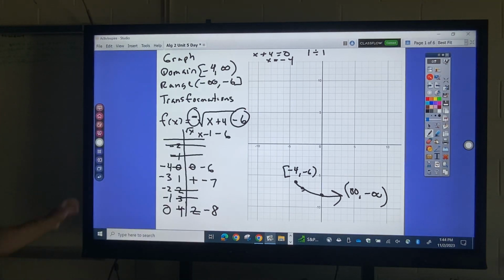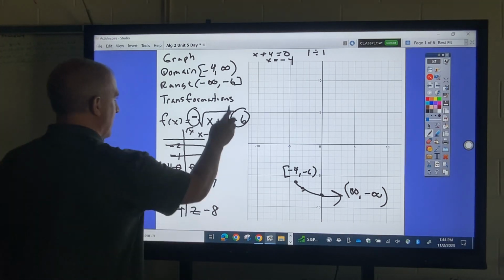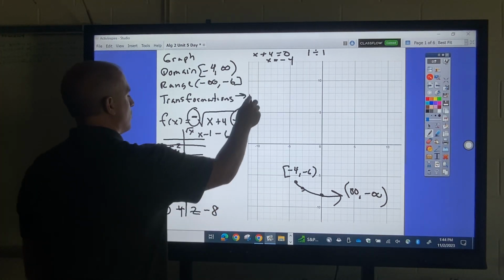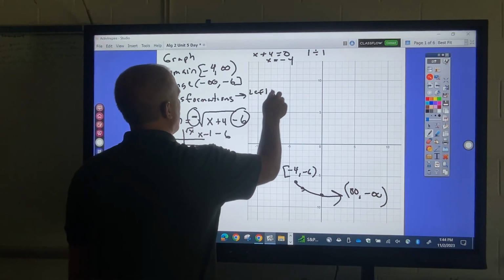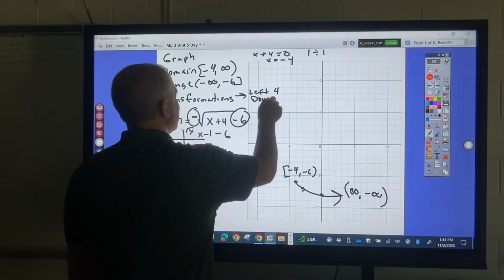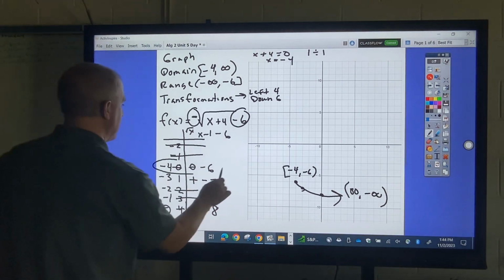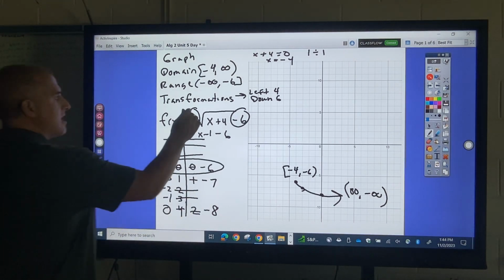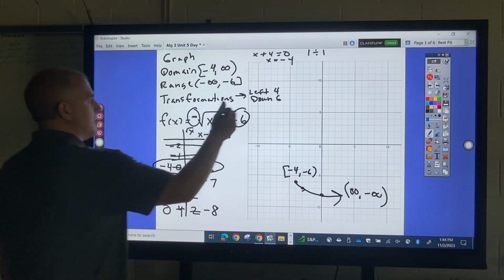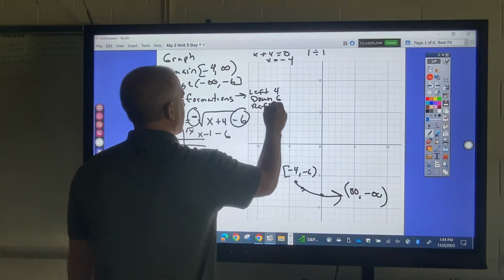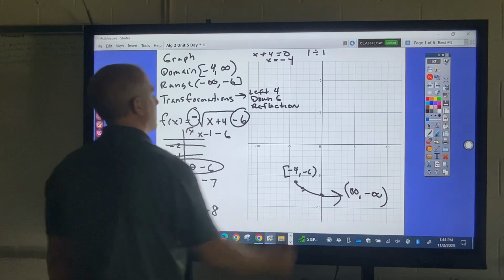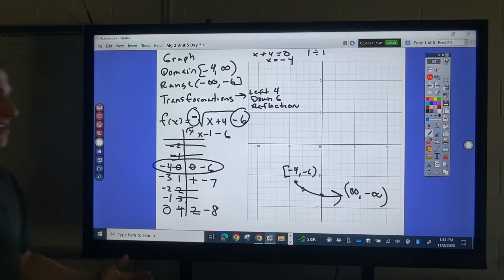Now the transformations. What is happening to my graph? Pretty simple. I go left 4, down 6. So that describes what's happening here. And then you look at, do I have anything else? Because I have that negative, that's a reflection. And that's that one.